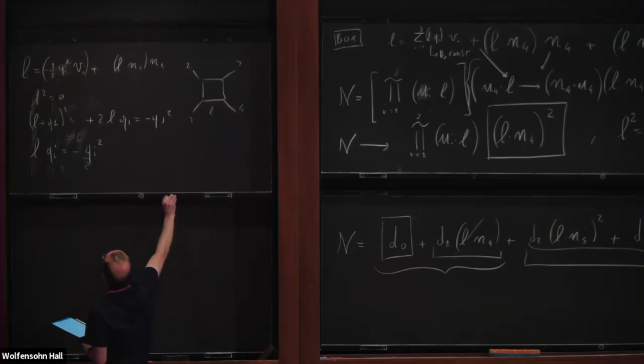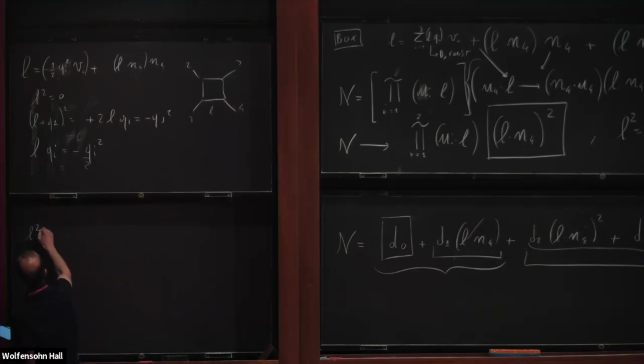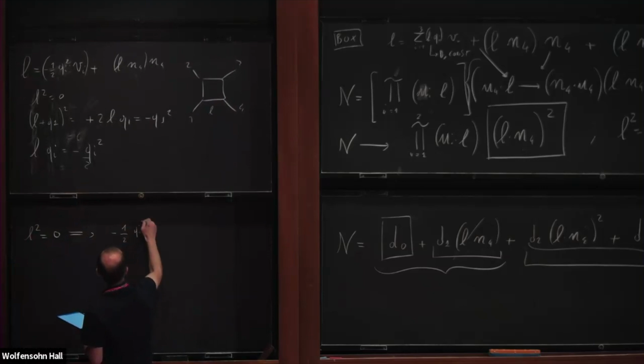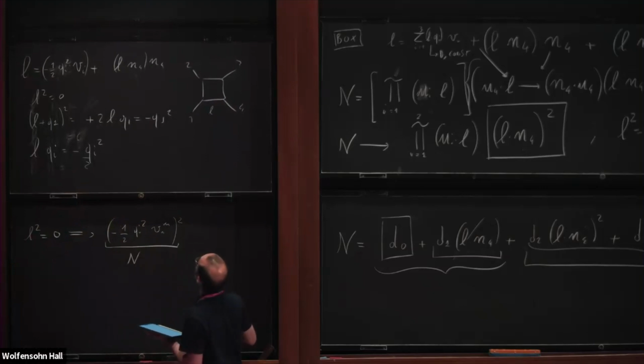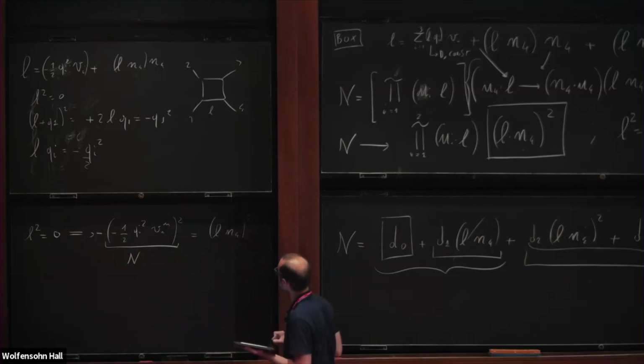So what is the last one? Well, the last one is that L squared is equal to 0. Okay. So this tells me that minus 1/2 Qi squared vi mu squared. So an object which I call n, I don't care, so a number, must be equal to L dot n4 squared. Okay, so that's the last condition.